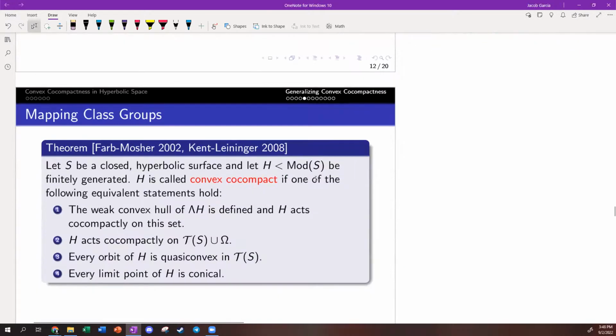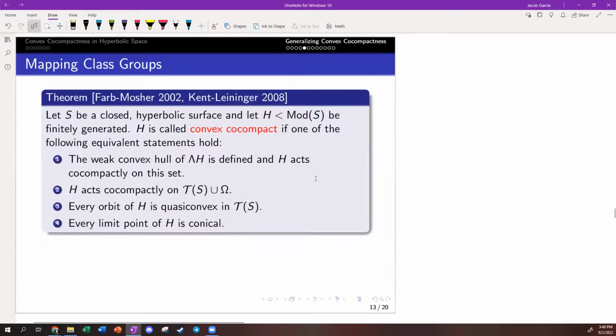Now we want to talk about a generalization for the group. And from this, we're going to take inspiration from mapping class groups. So Farb-Mosher in 2002 and Kent-Leininger in 2008 came up with a generalization of quasi-convex, which they called convex co-compact, for mapping class groups. Here I have a weak convex hull condition. Here I have a co-compact action with a domain of discontinuity. I have a quasi-convexity condition, and I have a conical condition. But their construction used Teichmüller space.